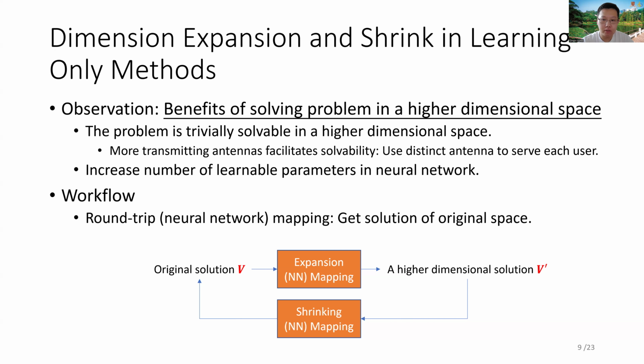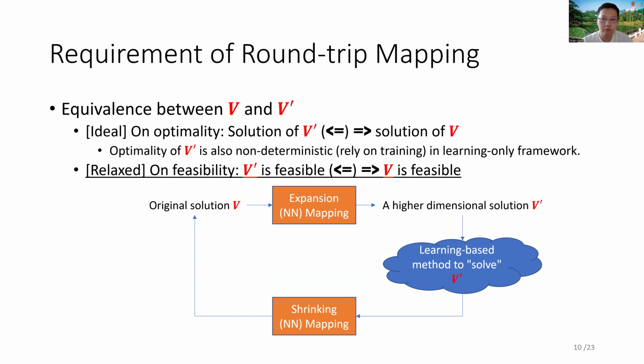Then we achieve a round-trip mapping since we want to reuse the initialization of the original V. This is the whole workflow: we need to map our original solution V to a higher dimensional solution V prime, which gives the initialization of V prime. And then after solving V prime, we need to map it back to get the solution of our original optimization problem. Moreover, we need some more requirements for such mapping.